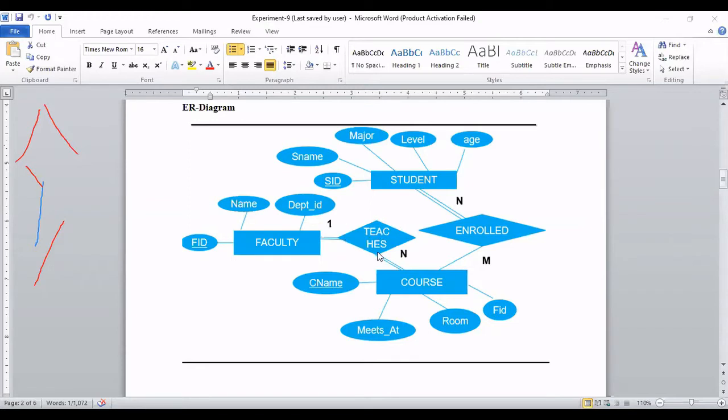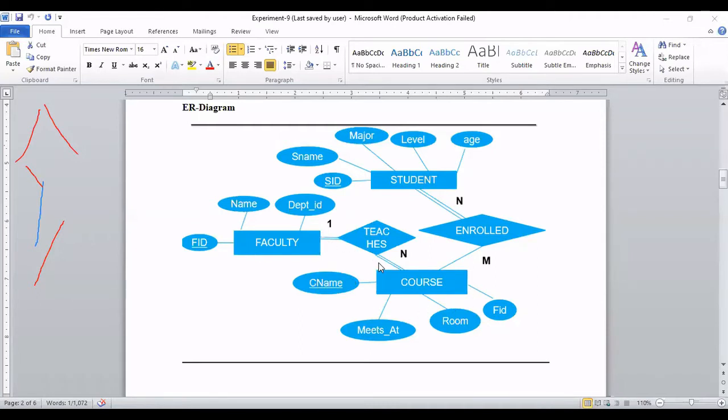Then how to keep this relationship? We will keep this relationship by adding a foreign key. See here, we have added a foreign key. Which foreign key? FID. Listen, FID is not an attribute of course. Course ID is an attribute of course, but what is this FID? FID is an attribute of faculty. So why are we keeping the faculty ID here?